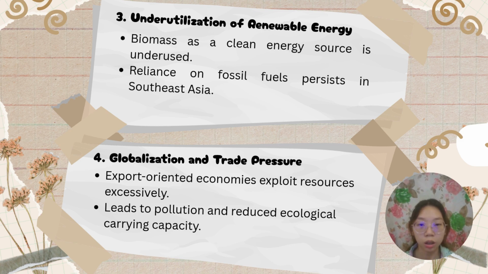The third factor leading to the environmental problem is underutilization of renewable energy, because biomass as a clean energy source is underused and reliance on fossil fuels persists in Southeast Asia. And the last factor leading to the environmental problem is globalization and trade pressure. It is because export-oriented economies exploit resources excessively and lead to pollution and reduced ecological carrying capacity.